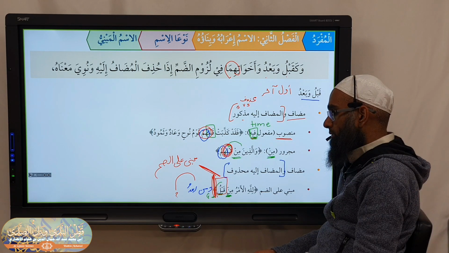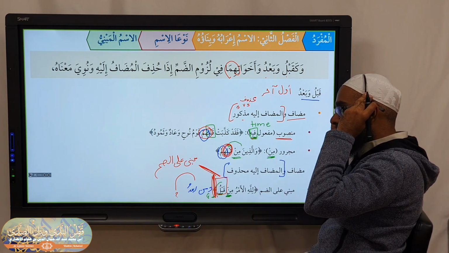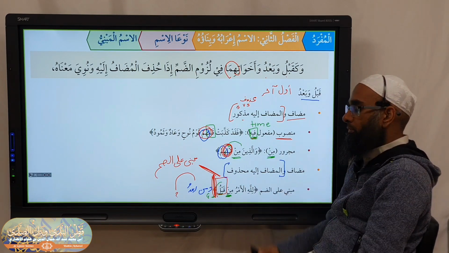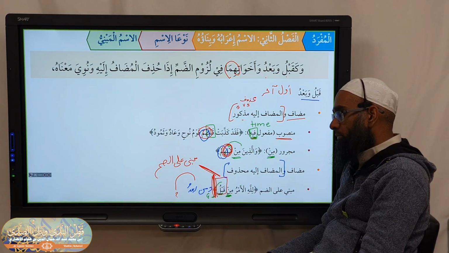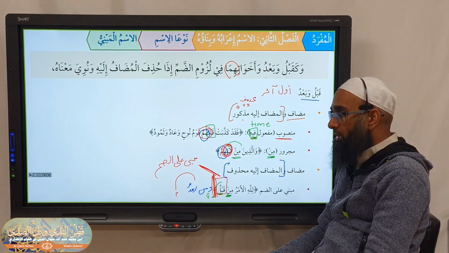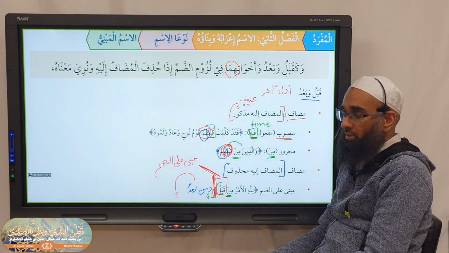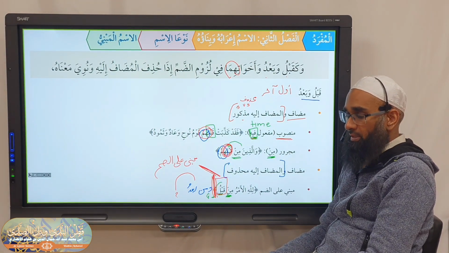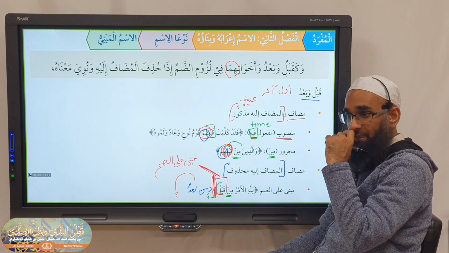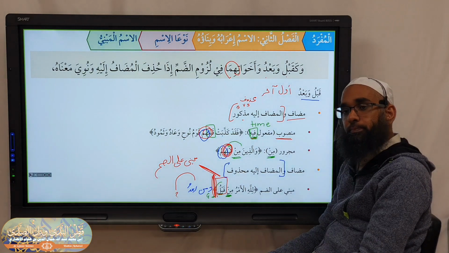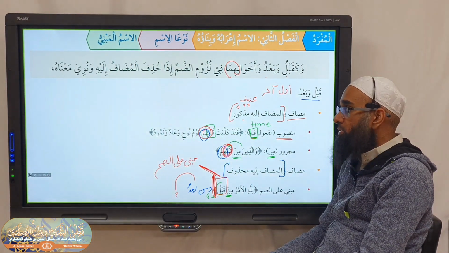وَأَصْحَابِهِ أَجْمَعِينَ. Translate that together. And all his companions. If somebody asks you if qabla is mu'rab or mabni, you say it depends on whether the mudhaf ilay is mentioned or not. If the mudhaf ilay is mentioned, then it's mu'rab. If the mudhaf ilay is not mentioned, then it is mabni. Okay? Any other questions?